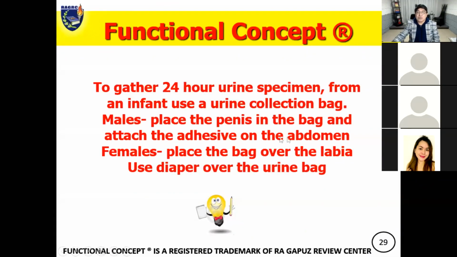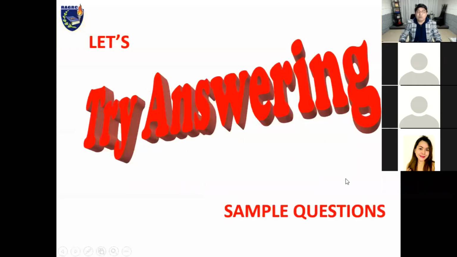So to gather a 24-hour urine specimen from an infant, use a urine collection bag, okay? If you have males, place the penis in the bag and then attach the adhesive on the abdomen. If you have females, place the bag over the labia. Is it still all right to use a diaper over the urine bag? Yes, you can still use the diaper over the urine bag.